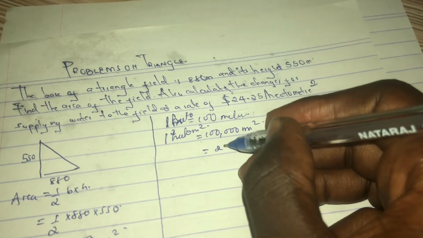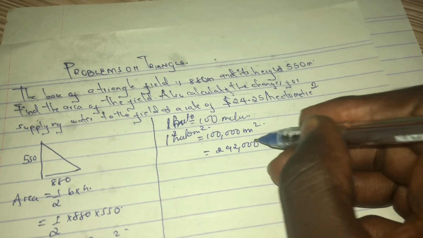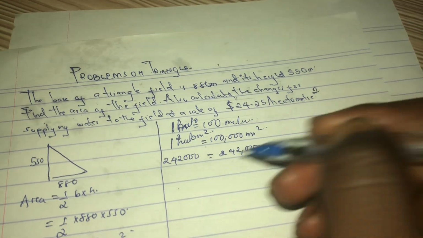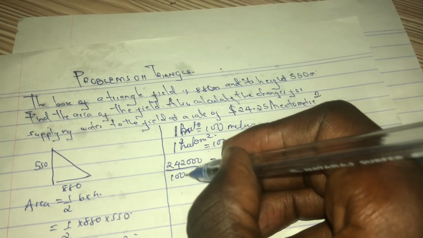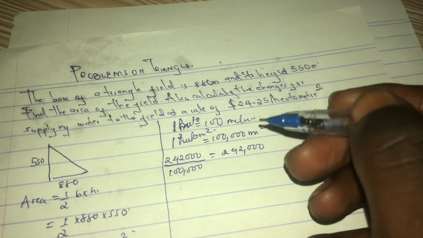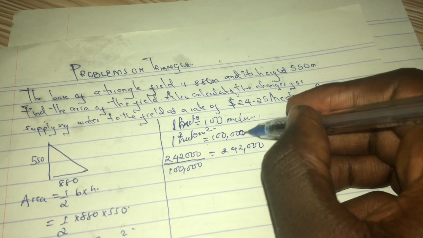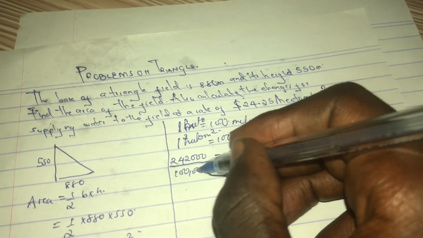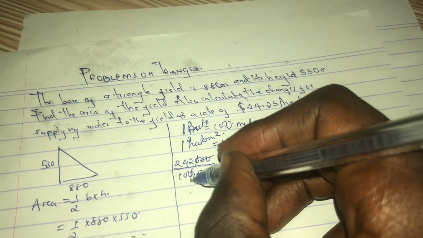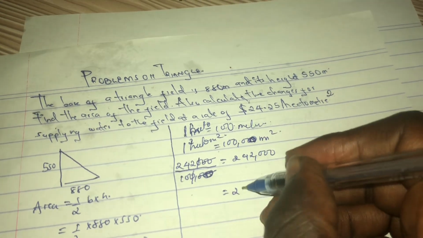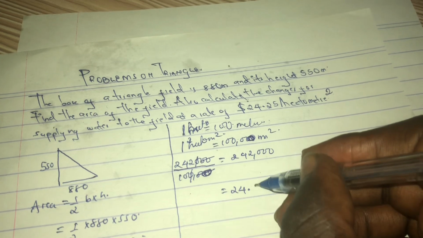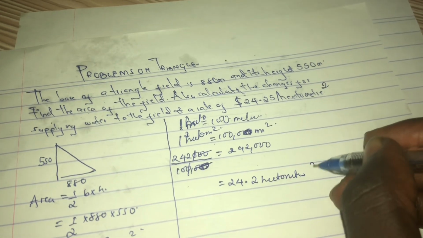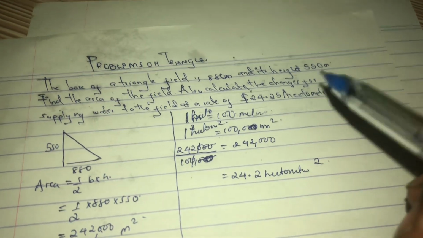So that means 24200 will be equal now to 24200 divided by 10,000. Are we together? This goes with this, this continues with this, we remain with 24.2 hectometers squared. Are we together?